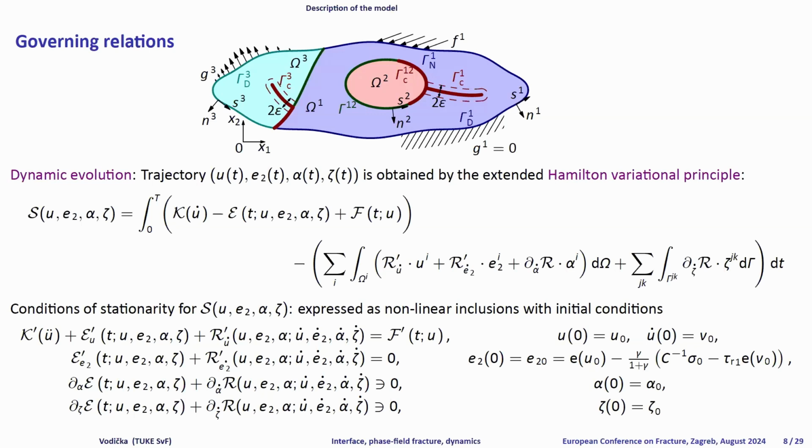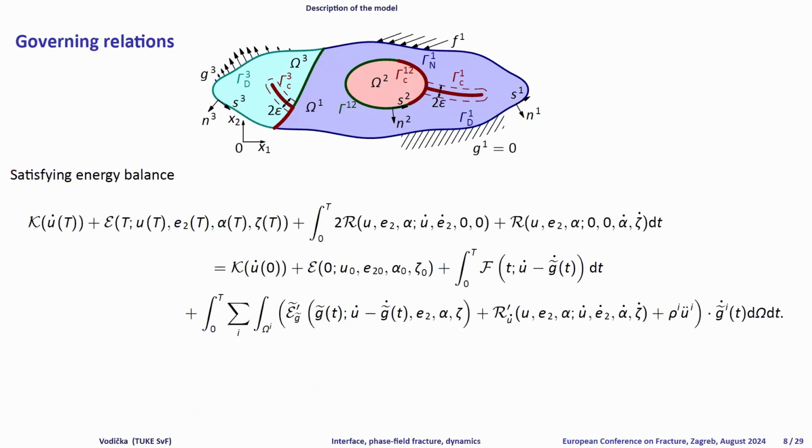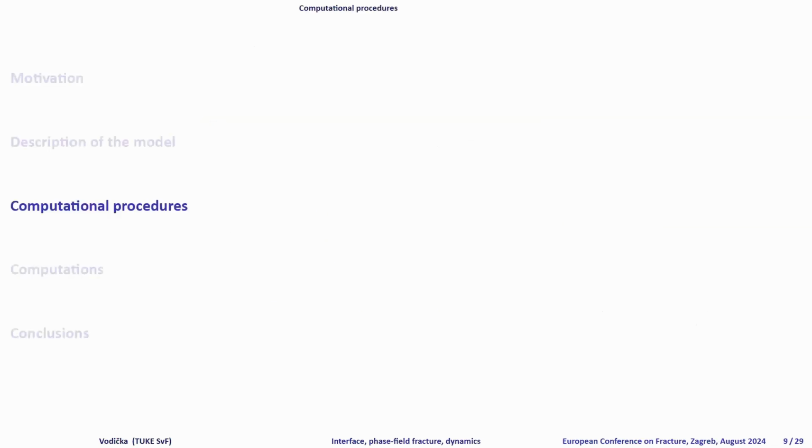It should be said that this is also physically relevant because it can be easily shown that it satisfies the energy balance. We have the kinetic energy, potential energy, and then related to the time range 0 and t, we have the work of the external forces applied in the range 0 to t and the dissipated energy in the same time range.